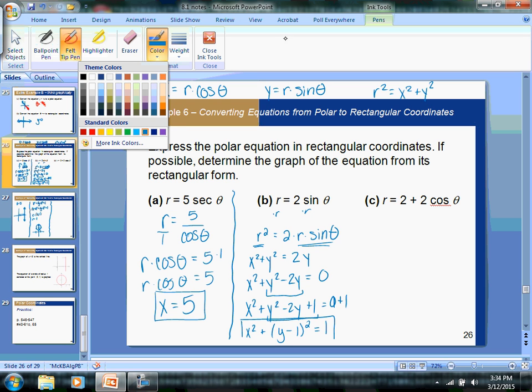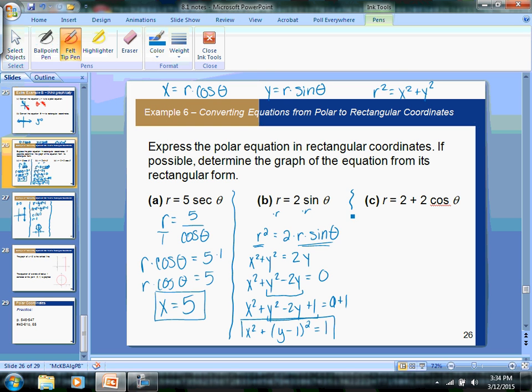Okay, still can't switch colors for whatever reason. Okay, so let's draw another little line here and let's take a look at our last one. Now this one is going to get pretty messy. It's probably the most complicated one here. It's not going to be easier to graph in the rectangular form. It's actually easier to graph in this polar form. And you'll see that after we get it all simplified down. Okay? But if I'm looking at this, I have r equals 2 plus 2 cosine theta.